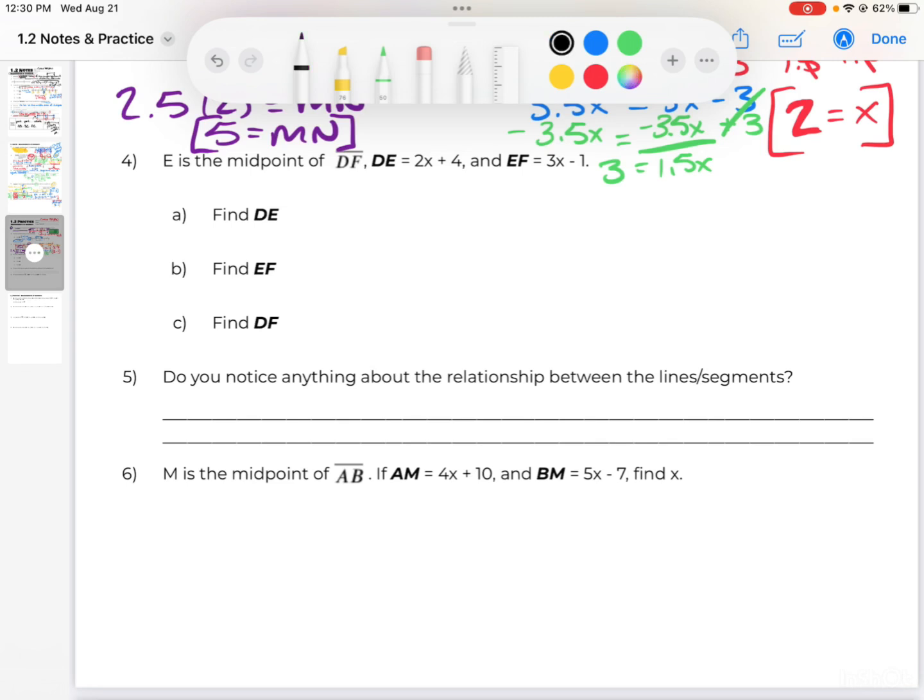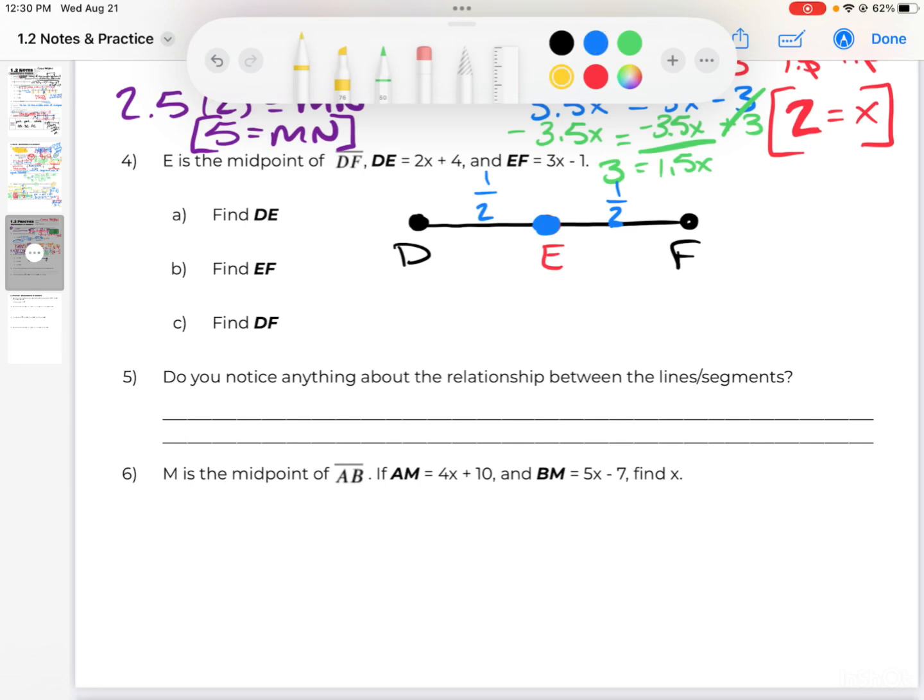Number 4 says E is the midpoint of segment DF. So I like to start sketching things as I read them. I've got a segment, and it is DF, and E is perfectly in the middle of it. How do I know that? Because the question said it's the midpoint. So there's some information that's understood: this is half and this is half. How do I know that? Because the midpoint splits things into 2 equal halves.